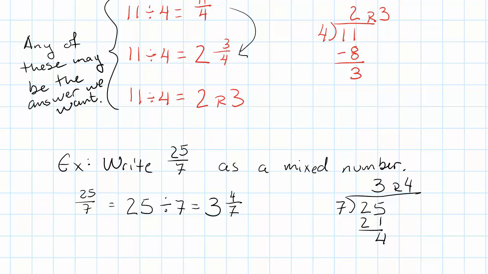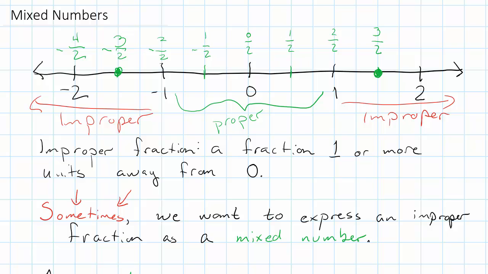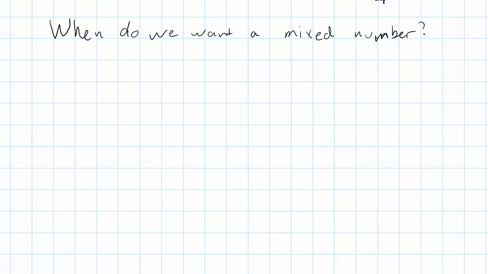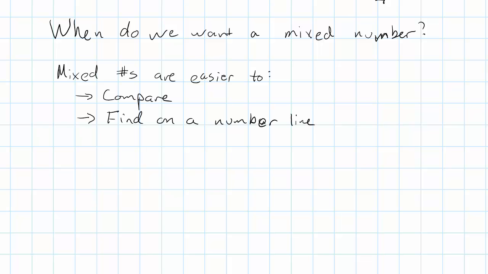One last question you may be asking. Do you remember when I said that sometimes we want to express an improper fraction as a mixed number? We don't always want a mixed number. So here's the question. When is it that we want a mixed number? Okay, so there are some things that it's easier to do with mixed numbers. They're easier to compare. It's easier to see which one is bigger, especially if they have different whole number parts. They're easier to find on a number line because you know which 2 whole numbers they're going to be in between. And they're easier to count out.